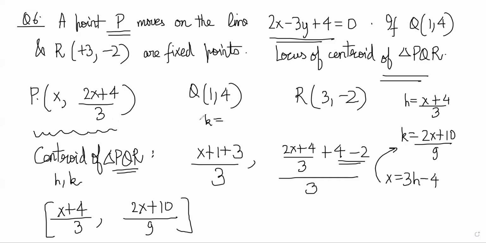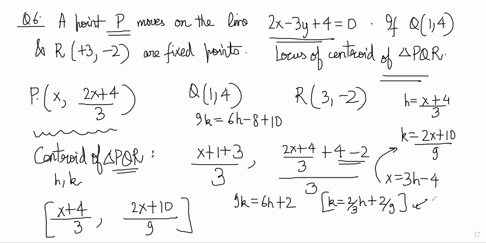I will get 9k is equal to 2x. So 2x is 6h minus 8 plus 10. So I'm getting 9k is equal to 6h plus 2. So k is equal to 2 by 3h plus 2 by 9. And this is the locus of the centroid. And you can see that it's a straight line with slope 2 by 3. Y is equal to 2 by 3x plus 2 by 9 is the required locus, right? So this locus is simple. It is a straight line with slope 2 by 3, right?